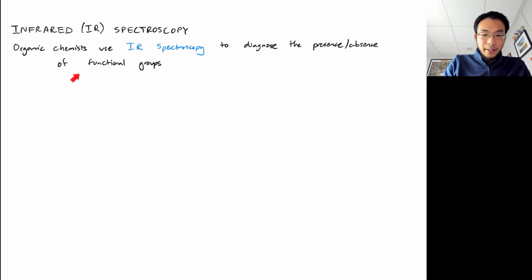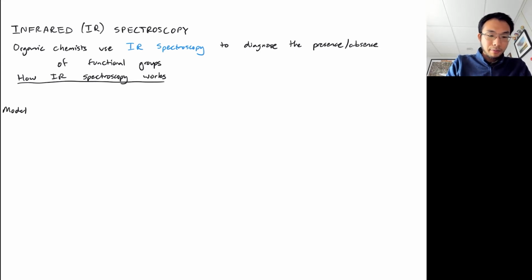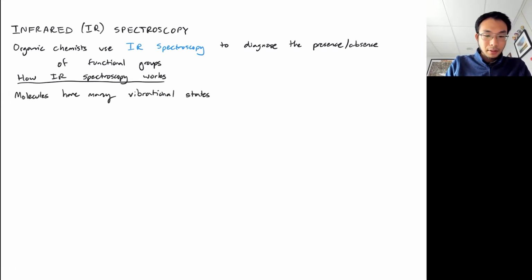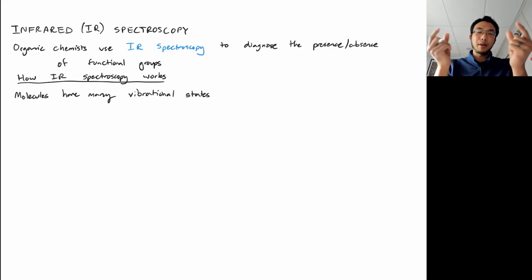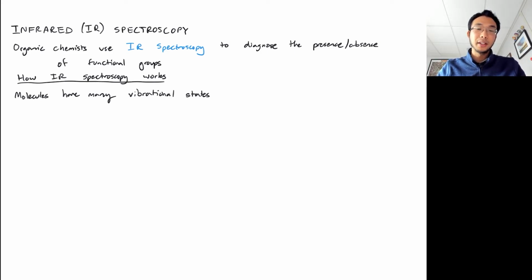For organic chemists, the big feature of IR spectroscopy is that it can be used to identify either the presence or the absence of certain functional groups. The way it works is it's looking at vibrational states. Molecules have many different vibrational states. I know we draw them on paper as static images, but actually the atoms are vibrating around their bonds constantly, and all the atoms in a molecule are vibrating with respect to each other because there's always a little bit of kinetic energy in the molecule.